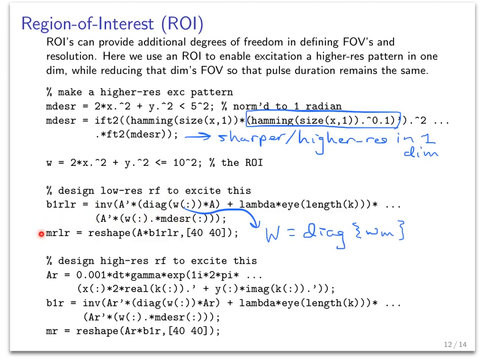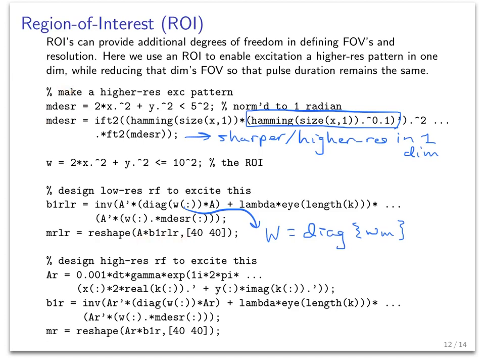So then I can get the pattern excited by the low res pulse by forward projecting it through the A matrix and reshaping it to be a 2D image. That gives me the low res pattern, right? So this is the pattern that is excited by a pulse designed using the same trajectory we had before, but now trying to excite this higher resolution pattern, right? So we expect it to not do as well.